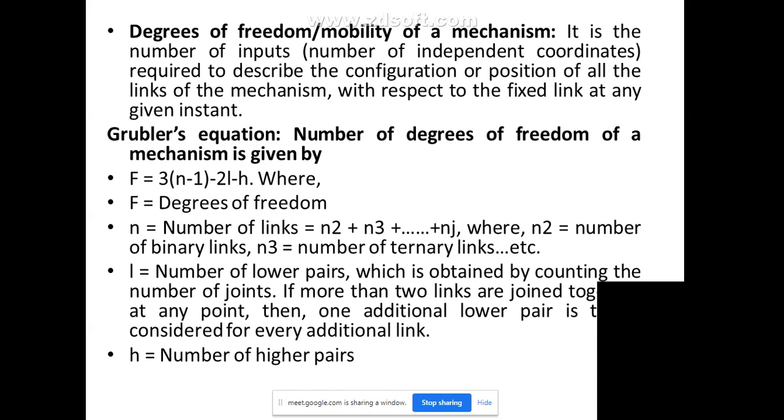Okay, so this is Grubler's criteria. You can make a note of this equation so that you can solve the problems. I want all the students to make a note, because we'll solve problems on it. Take one notebook with you and write the equation F equals 3(n minus 1) minus 2l minus h, and the other things are already there. You can solve the problems based on this. I'll explain how to count the number of links first.